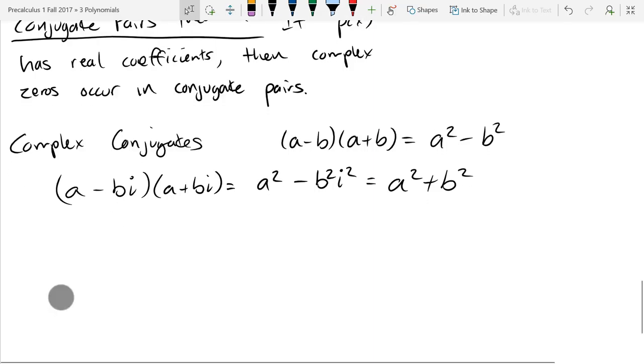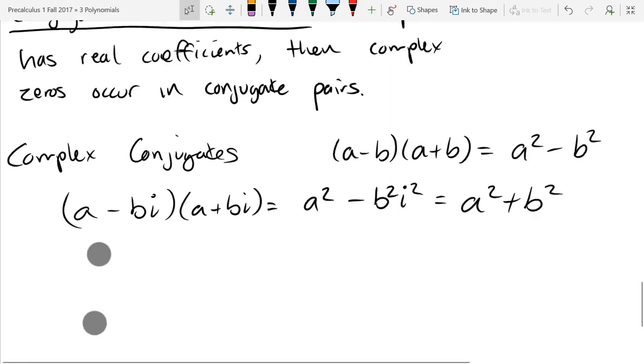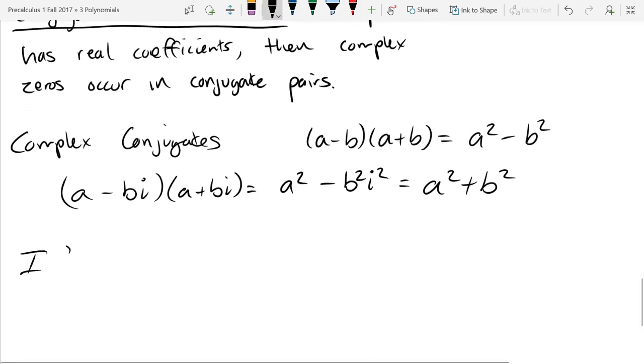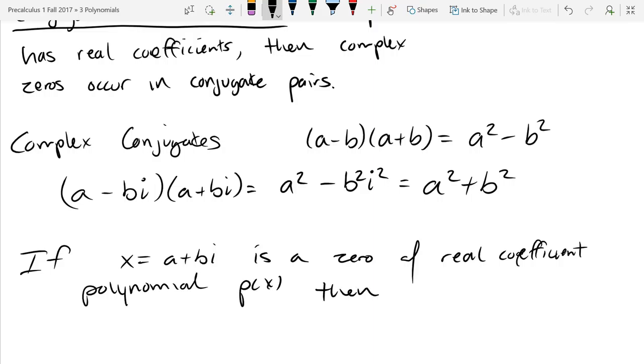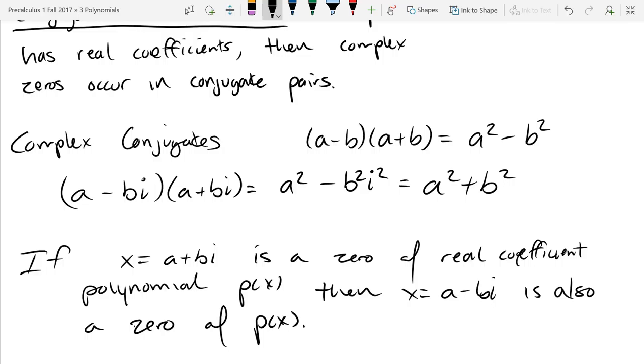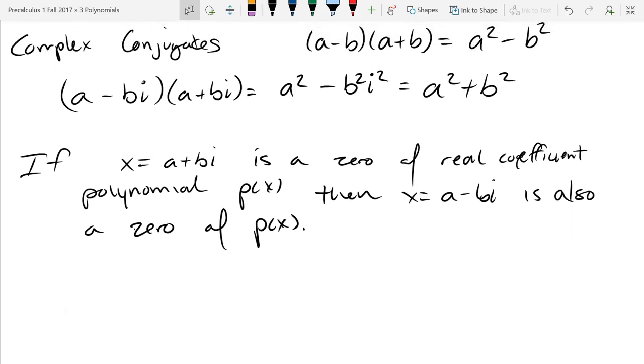So we just gained the ability to factor a squared plus b squared. If you factor it, though, you have to factor with imaginary numbers. All right, so that is complex conjugates at work right there. So if you think about the conjugate pairs theorem, what that means is if x equals a plus bi is a zero of the real coefficient polynomial p of x, then x equals a minus bi is also a zero of p of x.